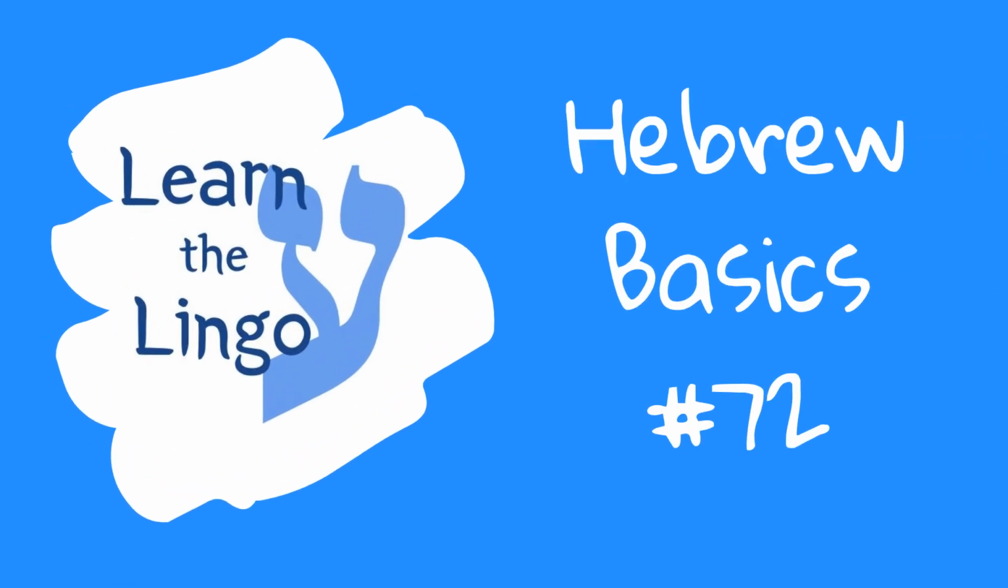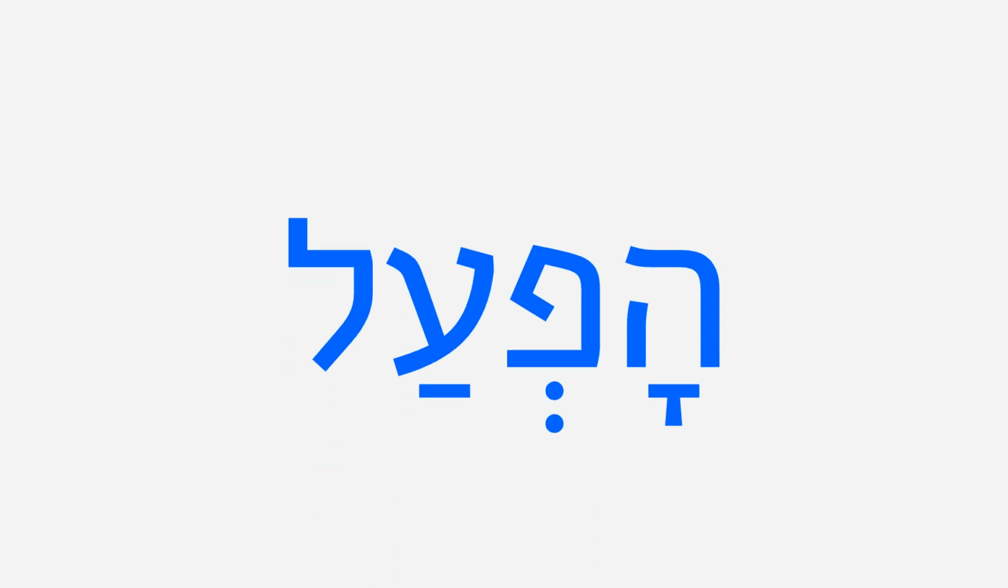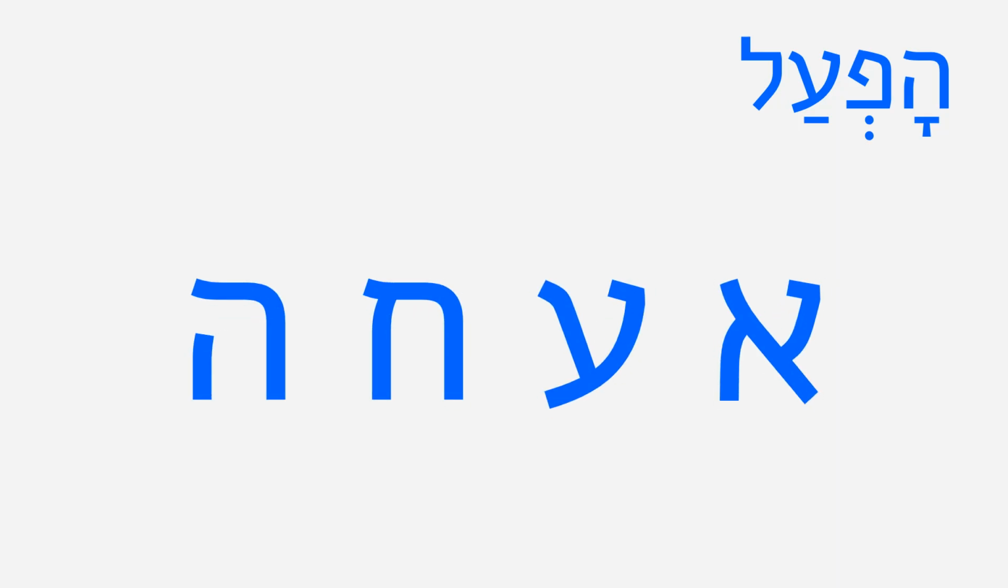Welcome to Lesson 72 of Hebrew Basics, a series where we learn the essentials of Hebrew grammar. Today, we're going to finish our studies of the Hophal binyan by looking at how to form its irregular verbs. We'll start with roots that begin with a guttural letter, that is, aleph, ayin, chet, or hey.